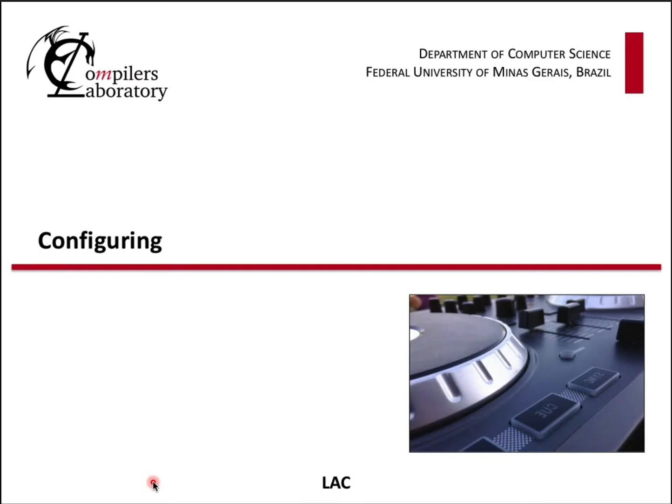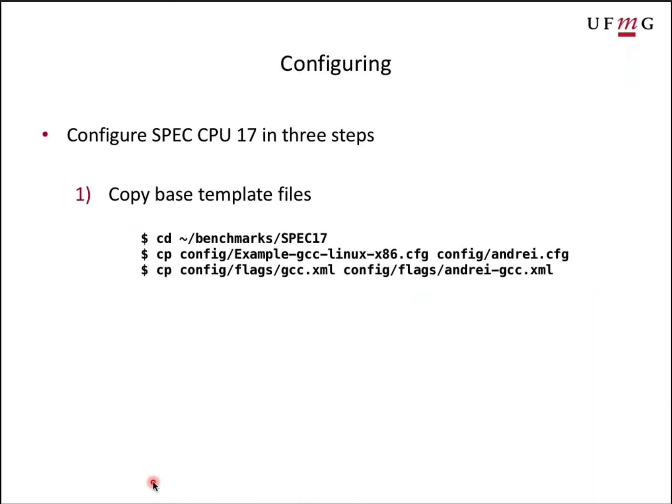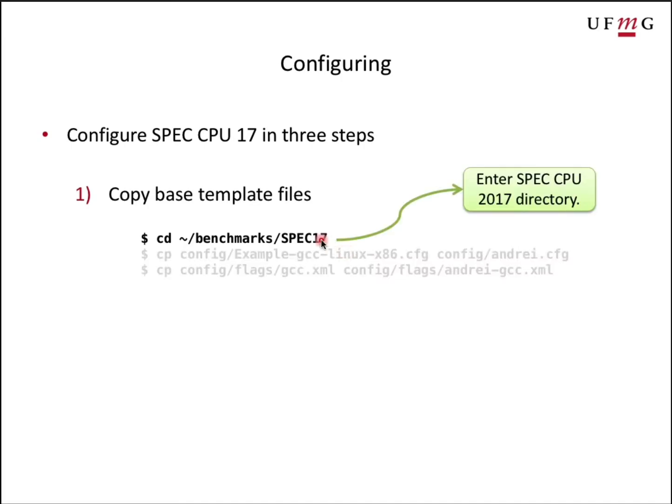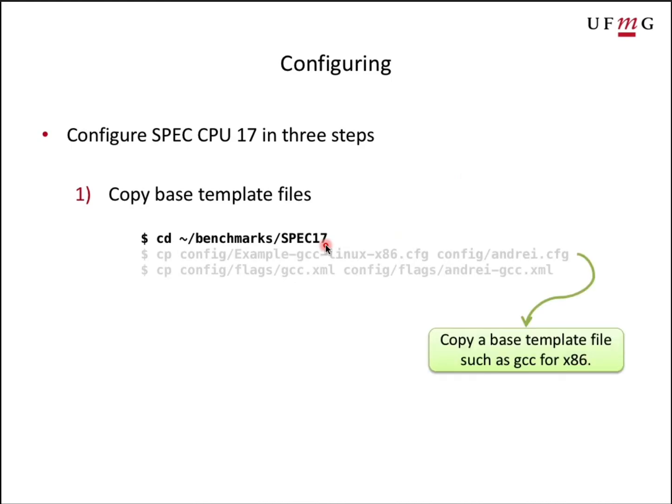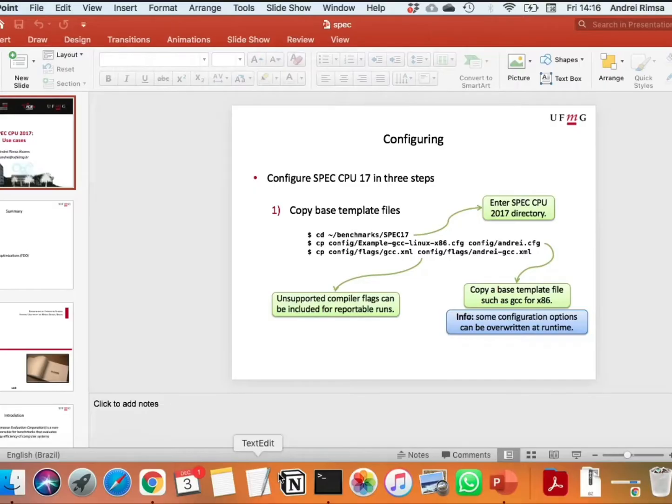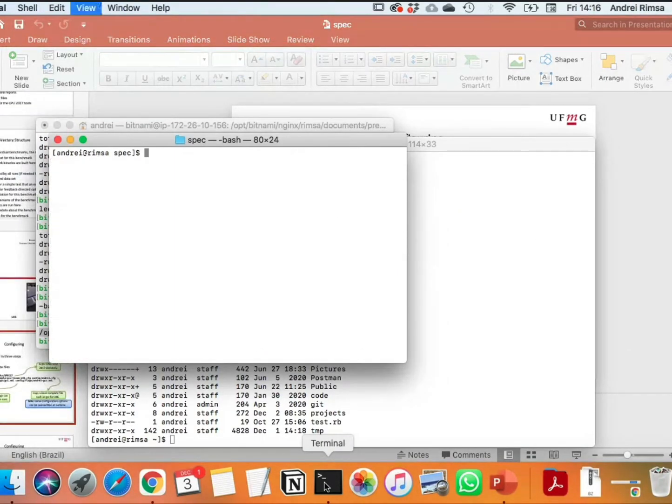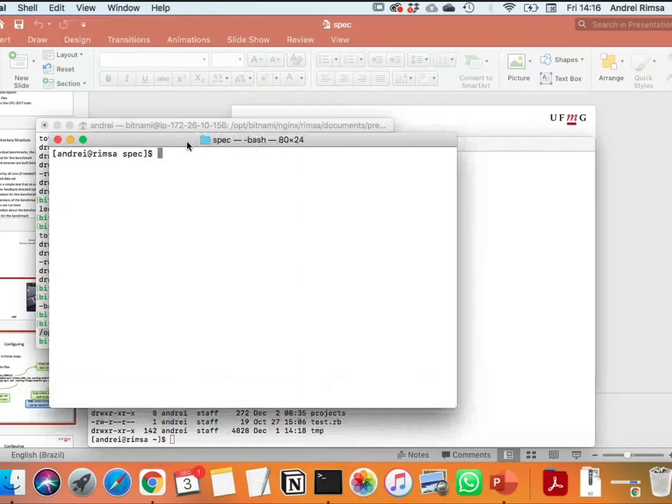Okay, let's go into configuring SPEC now. The configuration file is quite complex, so they recommend that we use a template. First, let's enter the benchmark directory we just installed and choose some example configuration files. Here I'm copying the GCC one for x86.